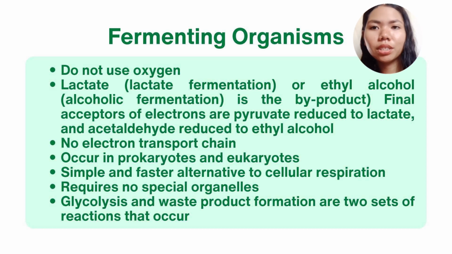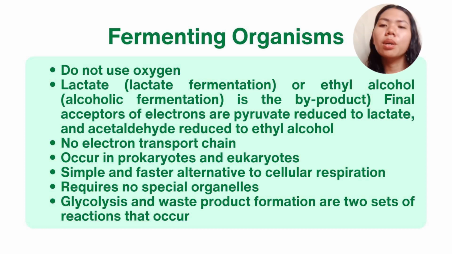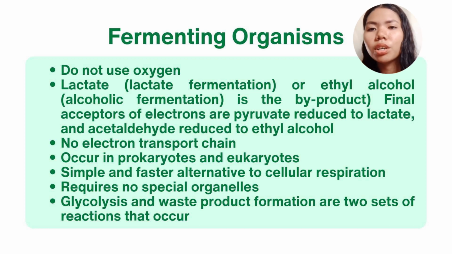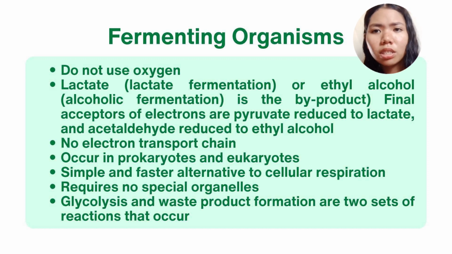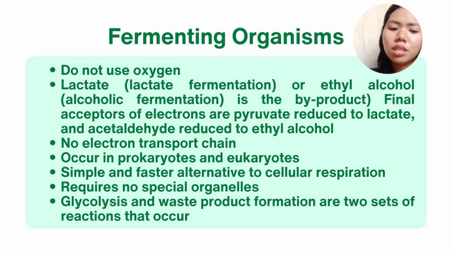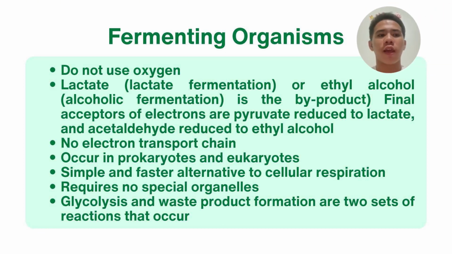A simple and faster alternative to cellular respiration. Fermentation is a simpler and faster alternative to cellular respiration. It allows cells to produce ATP without the need for oxygen and the complex processes of the electron transport chain. It requires no special organelles, unlike cellular respiration, which occurs in the mitochondria of eukaryotic cells. Fermentation does not require special organelles. It can occur in the cytoplasm.